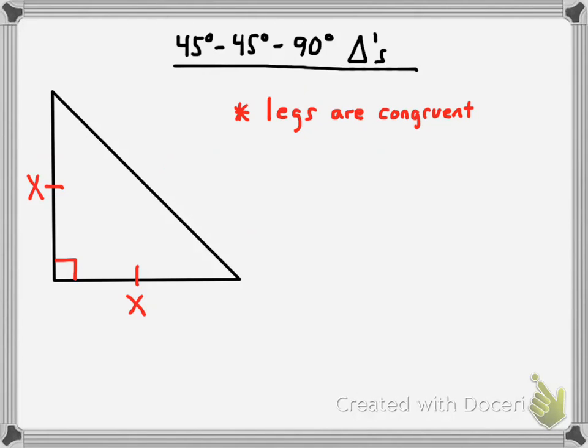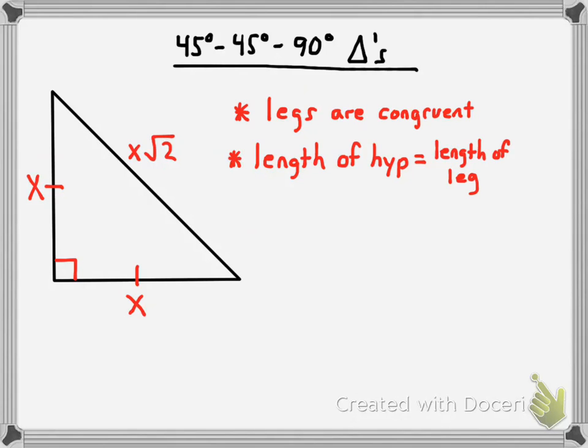Secondly, the hypotenuse's length is simply always equal to the length of a leg multiplied by the square root of 2. Only works for the 45, 45, 90 triangles, but that's a fact worth knowing. Let me write that out in words. I'll abbreviate it a little bit, but the length of the hypotenuse equals the length of the leg times the square root of 2. All right, very simple thing.